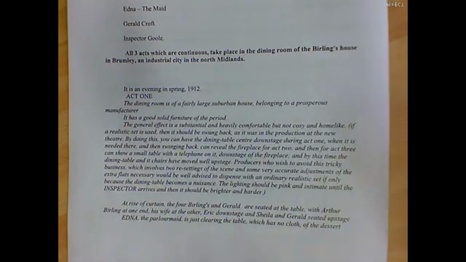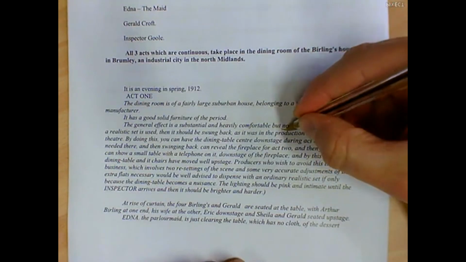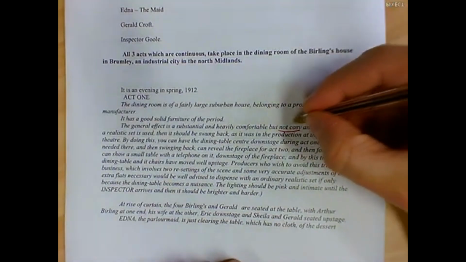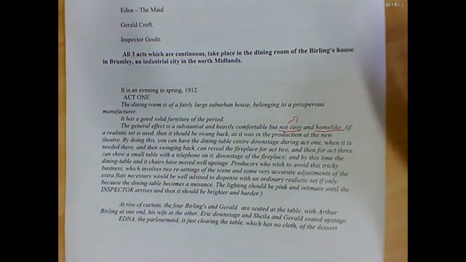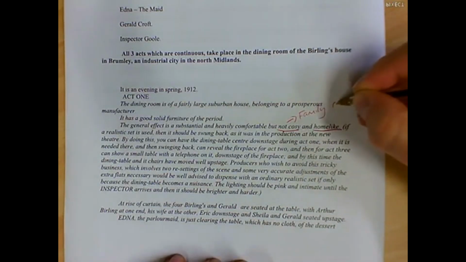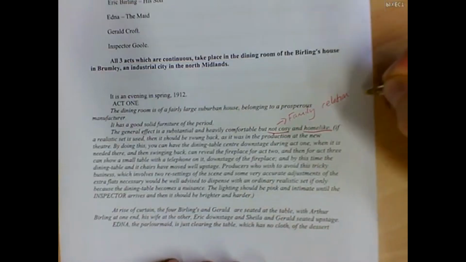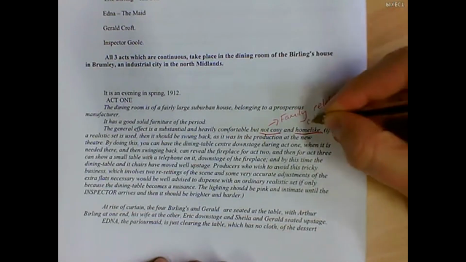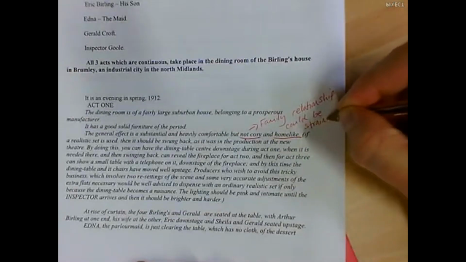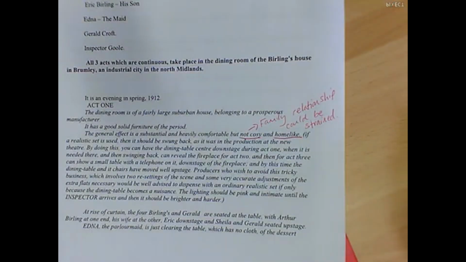Okay, so moving on, we initially see the stage directions for how the set is supposed to look. The part that's most noteworthy is that the household is described as not cosy and homelike. Now, this indicates that despite being extremely affluent, the Burling family may not actually get along with each other very well. The family relationship, perhaps, is not one that is particularly strong, and therefore this contributes to the idea that despite having all the trimmings and trappings of wealth, this household is not actually a very happy place.